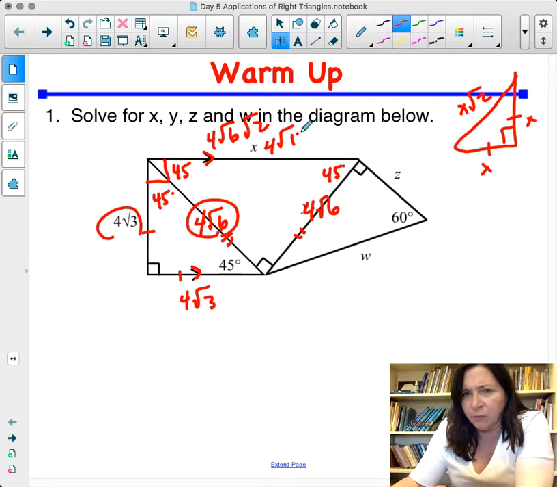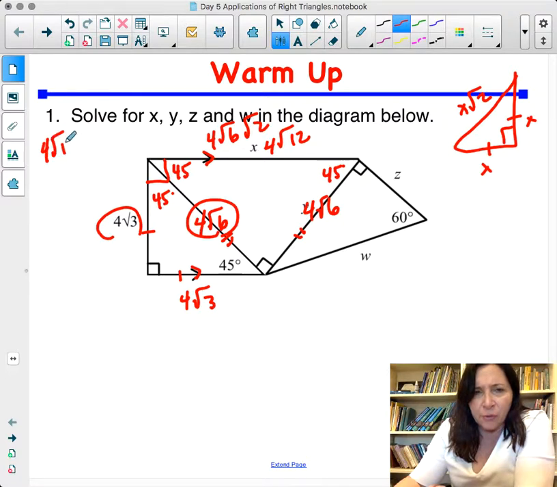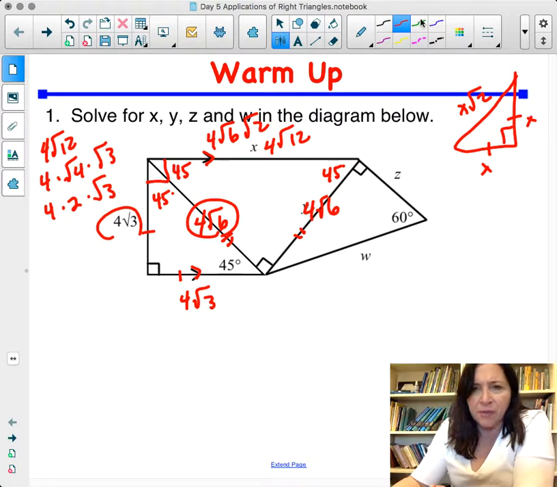And actually, on 4 root 12, I can reduce that. So let's do that on the side. 4 root 12 is equal to 4 times root 4 times root 3. Root 4 is 2, so that's 4 times 2 times root 3, so 8 root 3. So this side right here is 8 root 3.